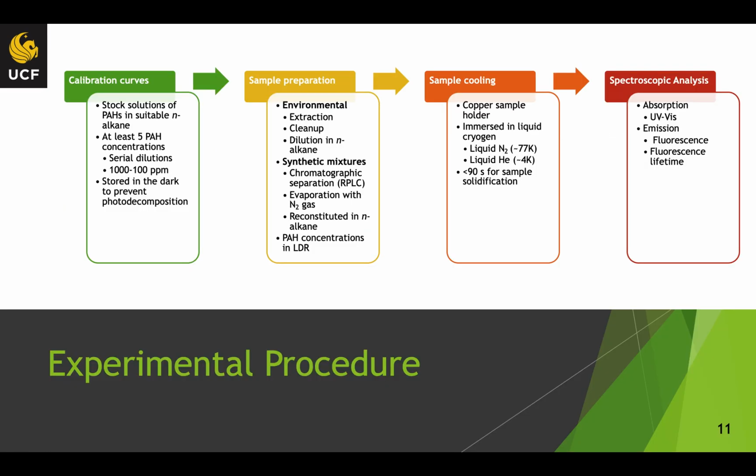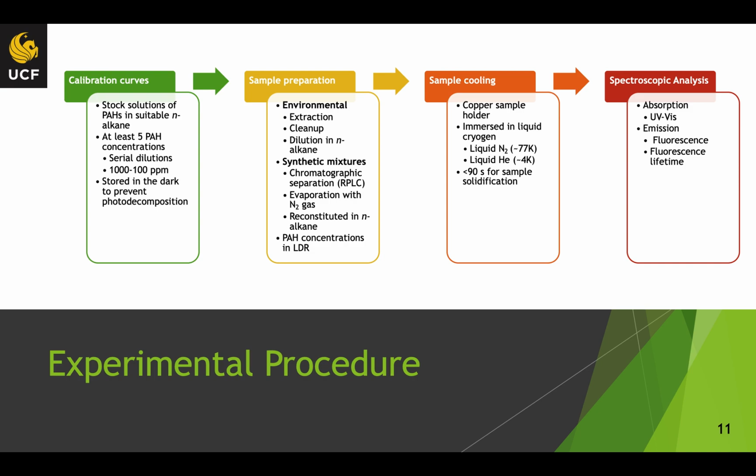A little bit about the experimental procedure in order to do Shpol'skii spectroscopy. The first step would be development of calibration curves. So stock solutions of PAHs in their appropriate N-alkane solvent host would be developed. At least 5 PAH concentrations are ideal to develop these calibration curves. So we would start with stock solutions that would be diluted down to these 5 concentrations. And samples actually need to be stored in the dark to prevent photo decomposition.